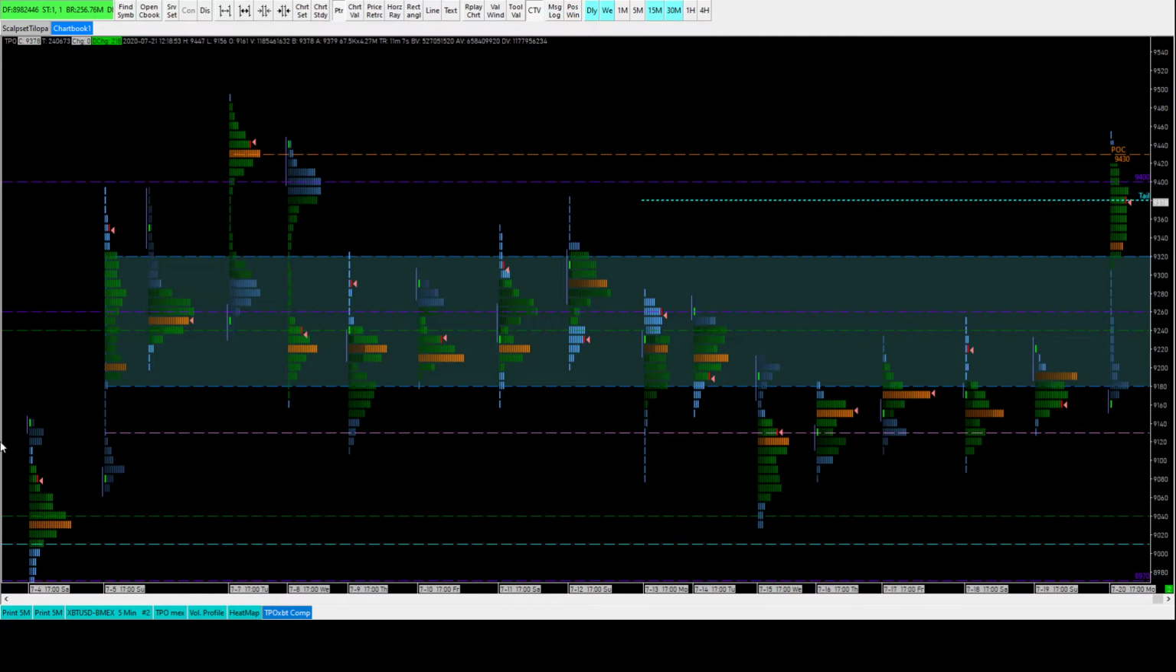So we have this kind of oddly shaped trend day over here. You see that the majority of the day's volume is at the value area low. So there's ways to contextualize that.